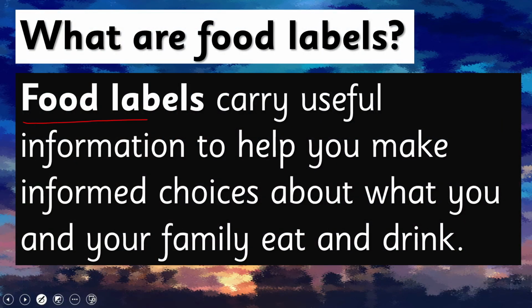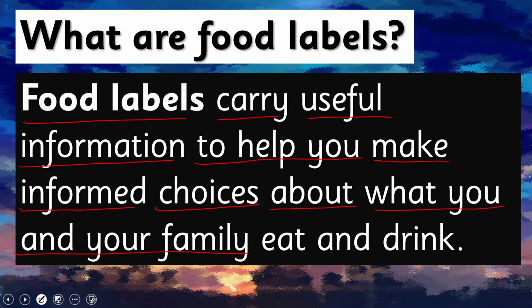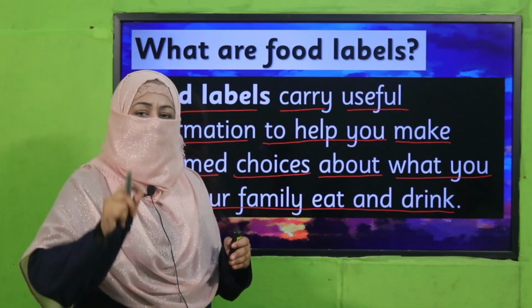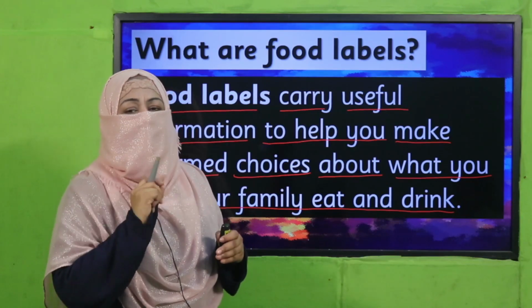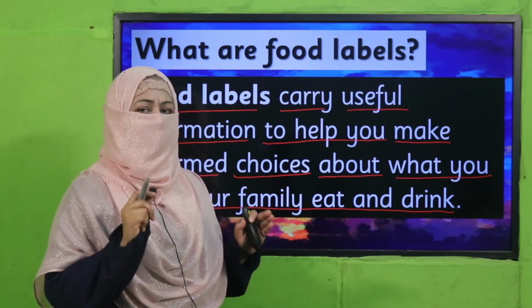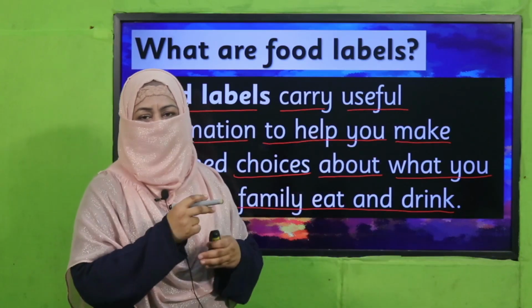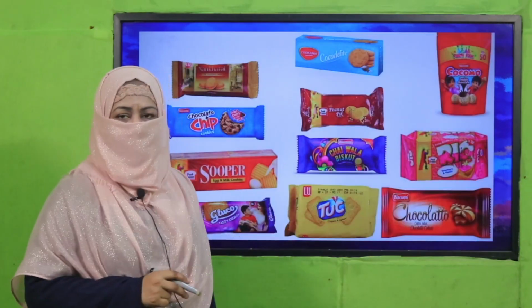Let's find out. Food labels carry useful information to help you make informed choices about what you and your family eat and drink. So whenever you take food in packing, on the packing paper, things are written. That is known as a food label. And why is it there? To help you tell what is packed inside it. Okay, this is how it is.